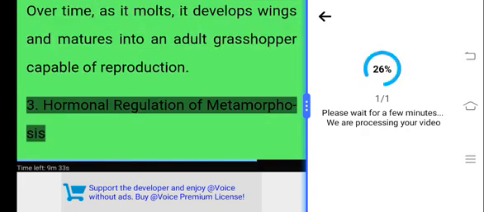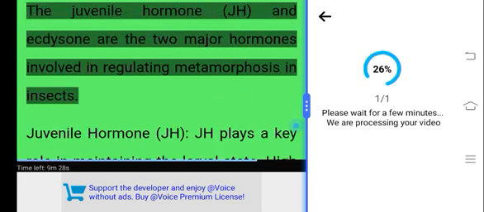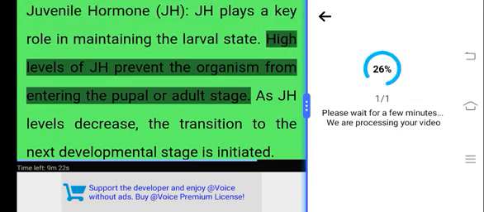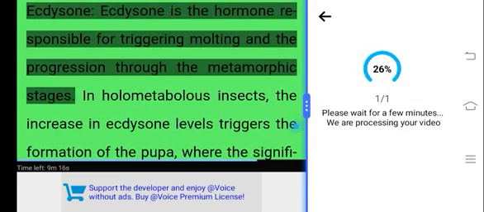3. Hormonal regulation of metamorphosis. Metamorphosis is primarily regulated by hormones that control the timing and progression of developmental changes. The juvenile hormone (JH) and ecdysone are the 2 major hormones involved in regulating metamorphosis in insects. Juvenile hormone, JH, plays a key role in maintaining the larval state. High levels of JH prevent the organism from entering the pupal or adult stage. As JH levels decrease, the transition to the next developmental stage is initiated.